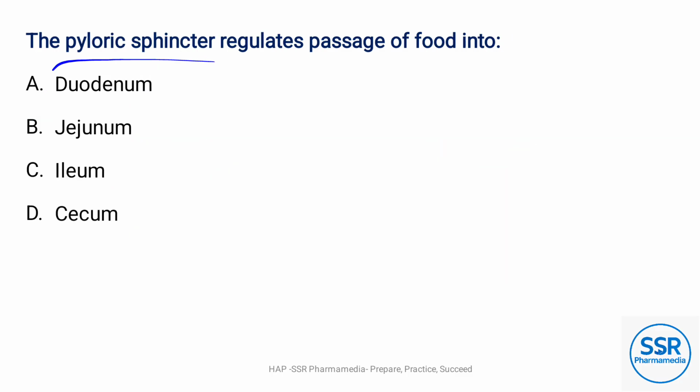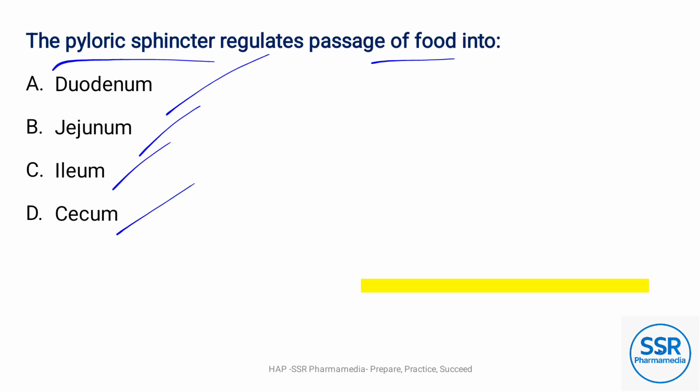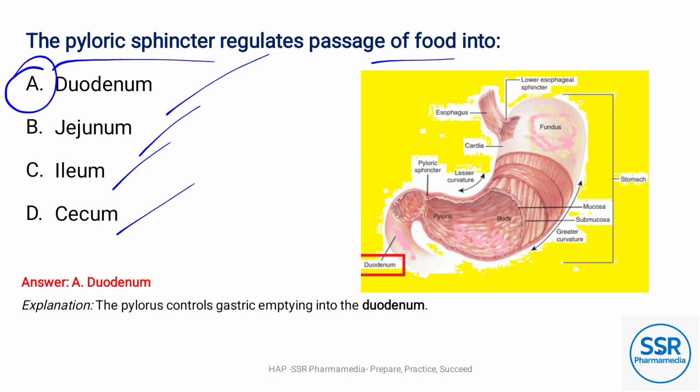The pyloric sphincter regulates passage of food into option A, duodenum. Option B, jejunum. Option C, ileum. Option D, cecum. The answer is option A, duodenum. The pylorus controls gastric emptying into the duodenum. So it's the duodenum.